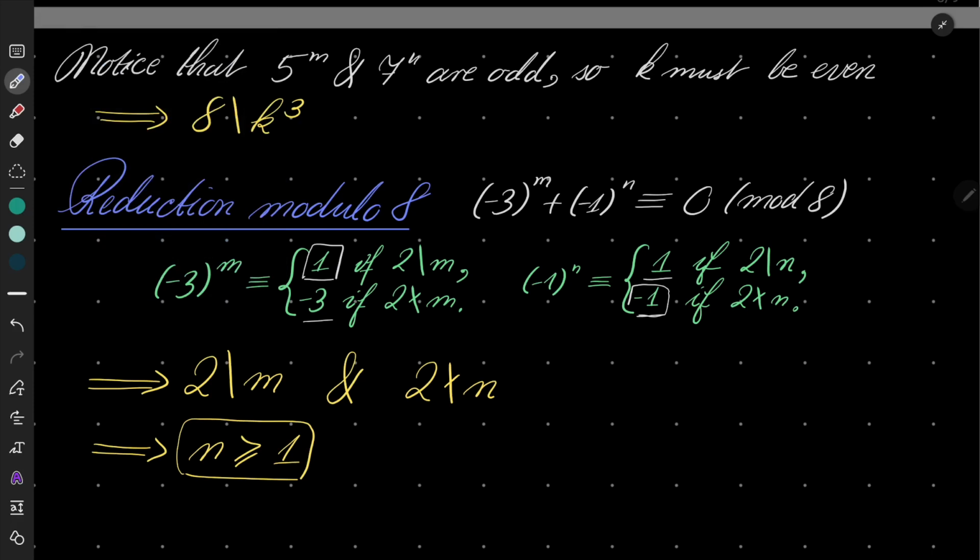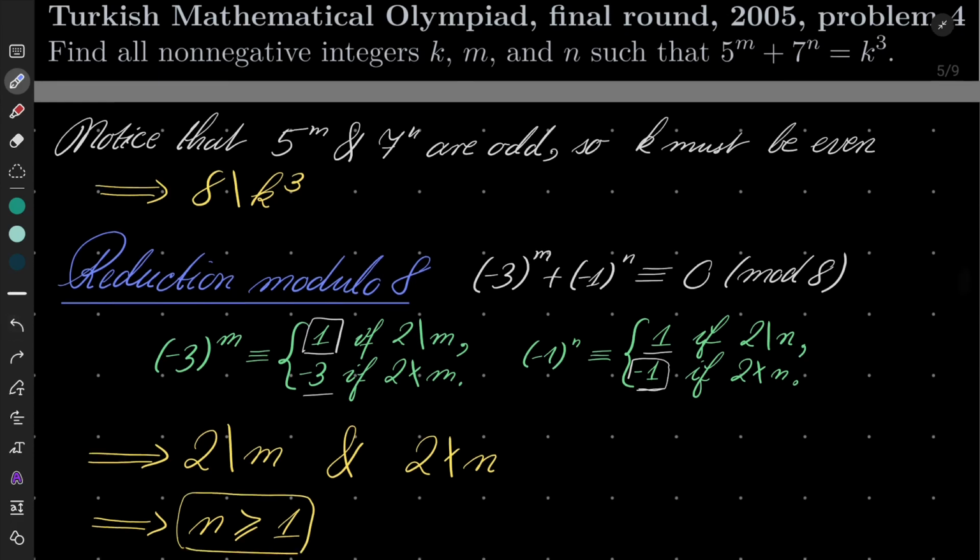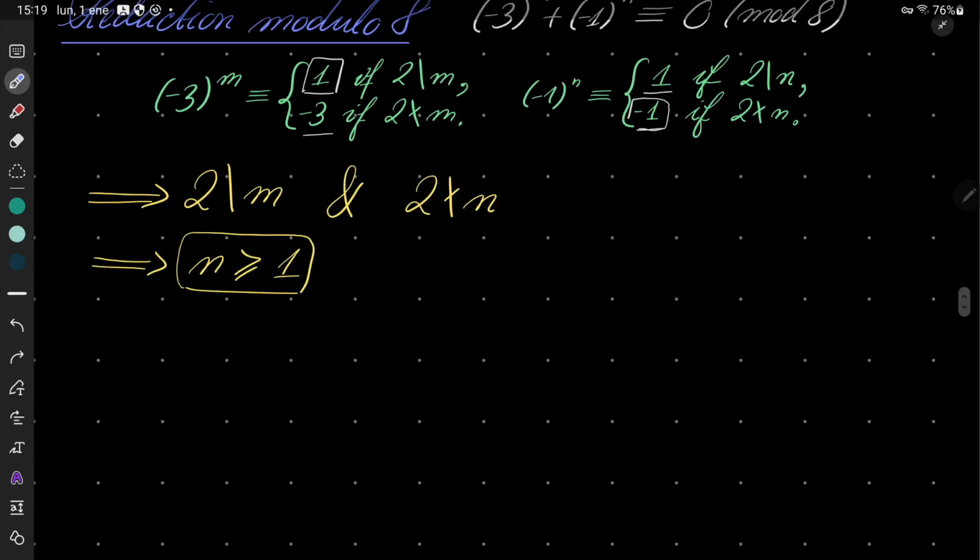Now we know something. The more you know, the easier the problem becomes, usually, not always. Next, reduction. Well, we have reduced our equation modulo 8. What other reductions might be noteworthy? Well, since we have 5 to the power of m and 7 to the power of n, reductions modulo 5 or 7 may be helpful. In this case, reduction modulo 7 will be better. So let's do it.